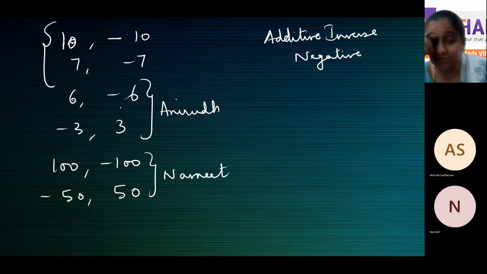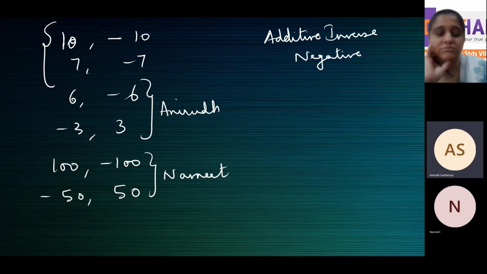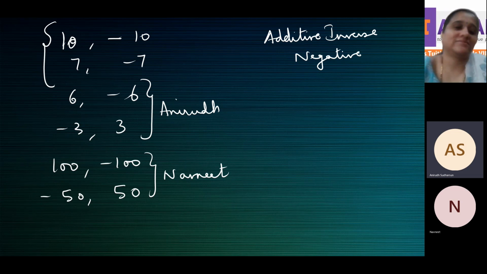Now, Anirudh, continue. Ma'am, I said can we ask 6? 6 is the additive inverse of minus 6, like that I said, ma'am. I told that, no, you didn't listen to me. Okay, ma'am. Can I say, ma'am? Yeah, please. Ma'am, 6 is the additive inverse of minus 6. Minus 6 is the additive inverse of 6. Very good. Minus 3 is the additive inverse of 3. 3 is the additive inverse of minus 3.